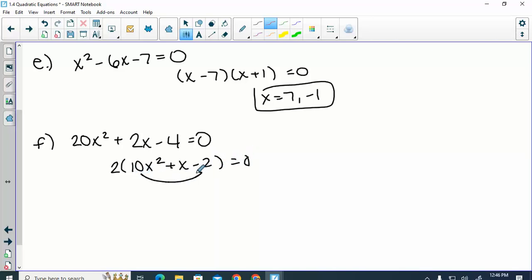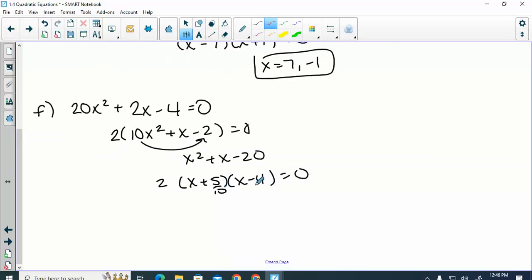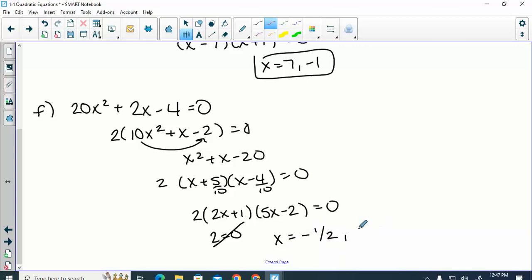So slip and slide for that. So x plus 5, x minus 4, we still have our 2. Divide by 10. So 5 over 10 is 1/2, so 2x plus 1. 4 over 10 is 2/5, so 5x minus 2. Set them equal to 0. We have 3 things. Does 2 ever equal 0? No, so we just ignore that. It doesn't give us anything. So our solutions are negative 1/2 and positive 2/5.